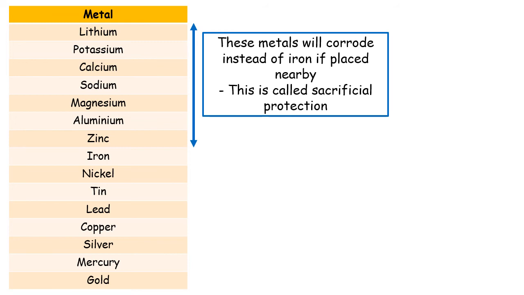So on this list of metals, any metal above iron is more reactive than iron. And so if those metals are wrapped around iron or placed near iron, the corrosion will happen to the other metal rather than the iron. So they are sacrificing themselves to keep the iron not rusted. And that's what we call sacrificial protection.